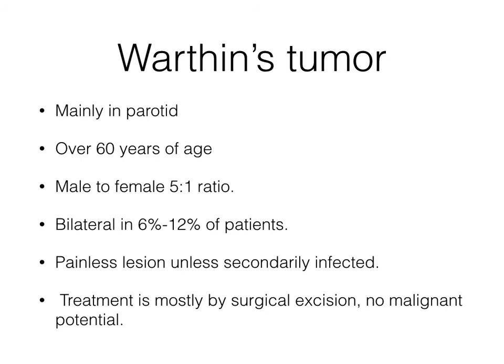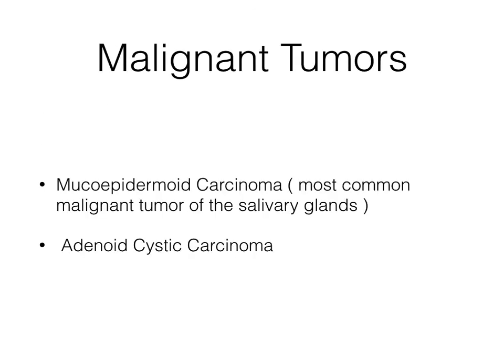So this one is more common in males. That one was more common in females. Warthin's tumor is more likely to be bilateral than pleomorphic adenomas, but still mostly unilateral. It usually presents also with a painless lesion unless it becomes infected, and treatment is surgical excision, and those do not have malignant potential.